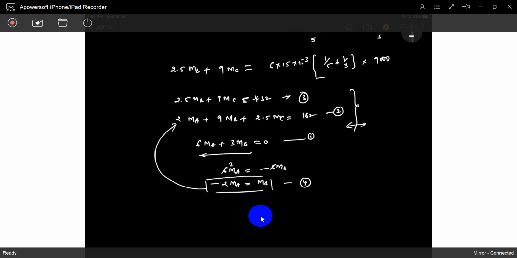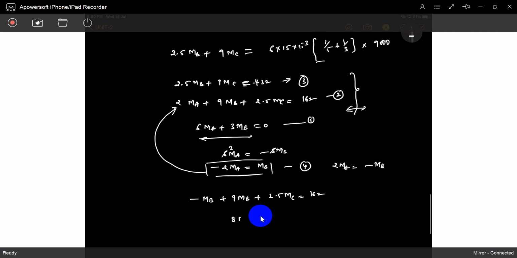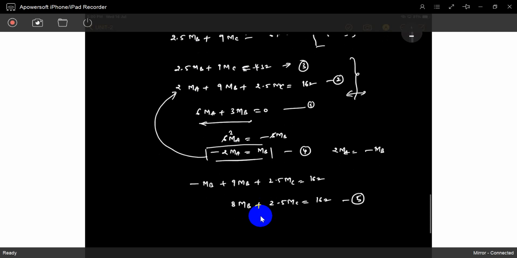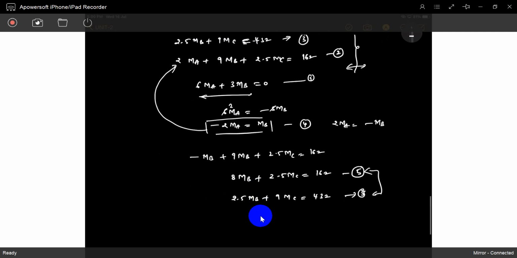So what will we get? 2MA will give minus MB. So minus MB plus 9MB plus 2.5MC is equal to 162. So 8MB plus 2.5MC is equal to 162. This is the fifth. Already we have the third: 2.5MB plus 9MC is equal to 432. So based on these equations, you will get the values.